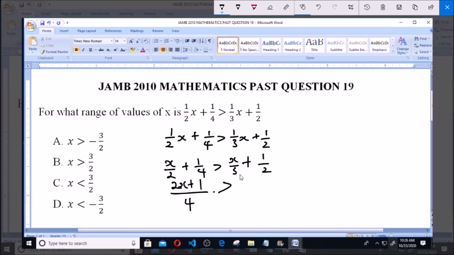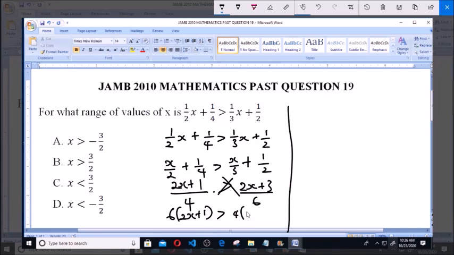greater than. Now the LCM of this other side is 6. 3 into 6 is 2, and 2 multiplied by x will give us 2x, plus 2 into 6 is 3, multiplied by 1 will give us 3. So now from here we can cross multiply. By cross multiplying we have that 6 into 2x plus 1 is greater than 4 into 2x plus 3.